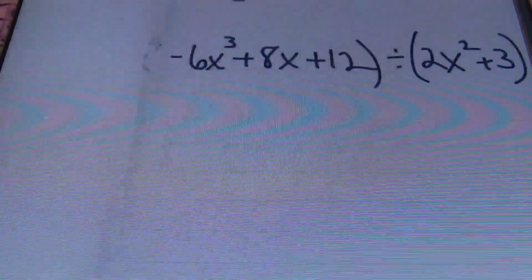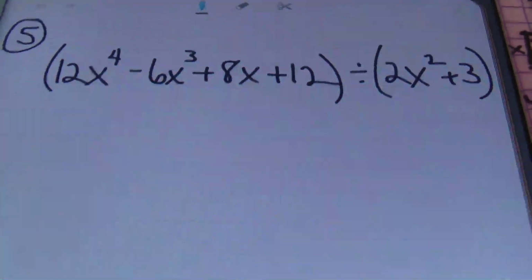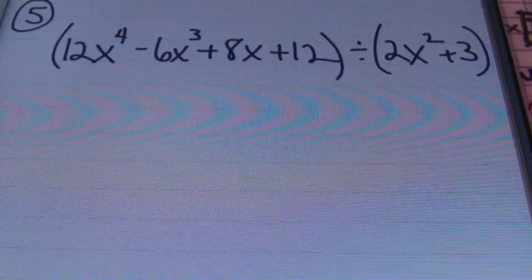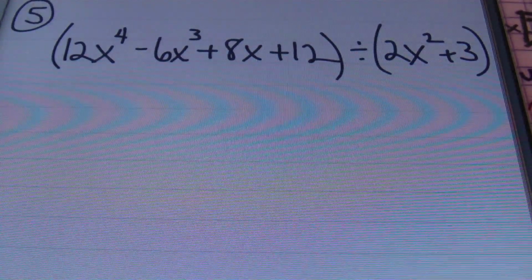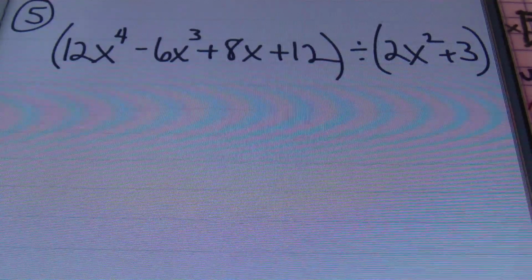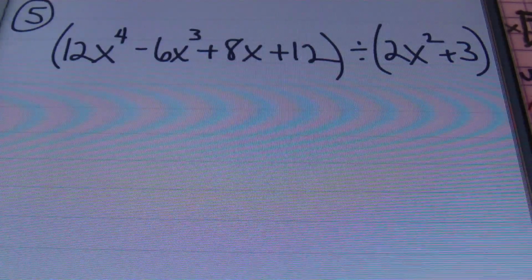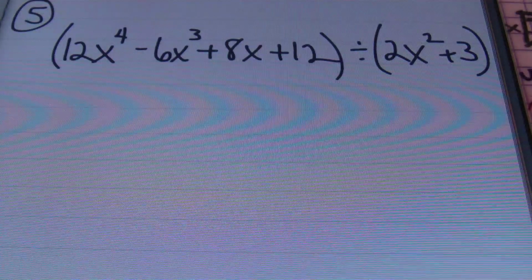All right. Checking out problem number 5. For problem number 5, we have the following. We have 12x to the 4th power minus 6x cubed plus 8x plus 12 divided by 2x squared plus 3. Well, let's solve this problem, right?